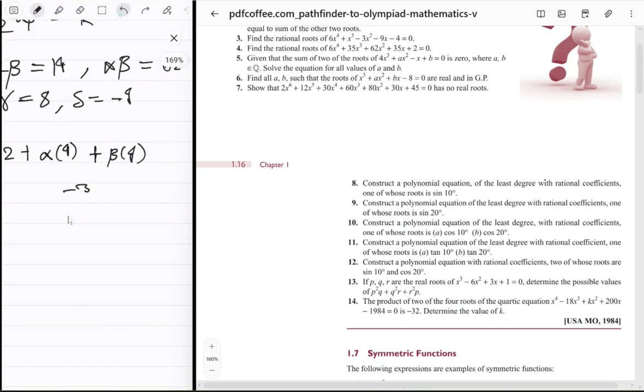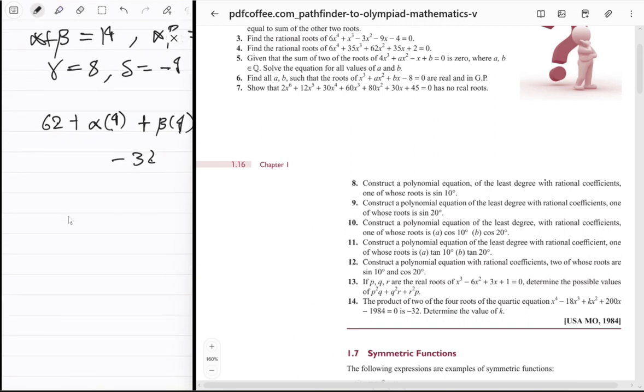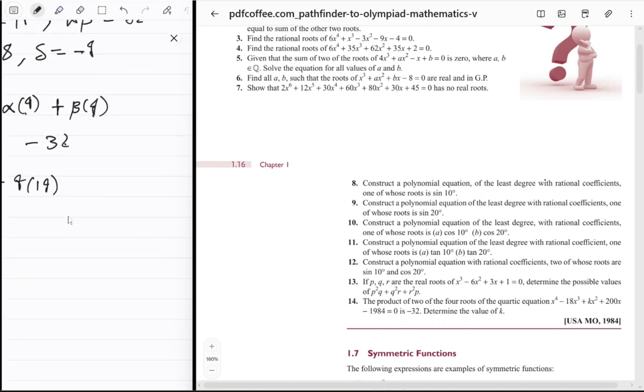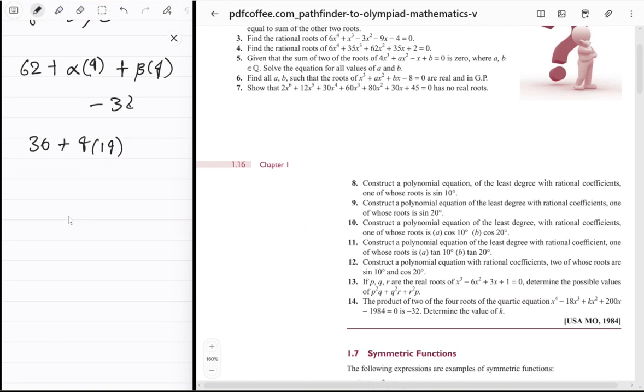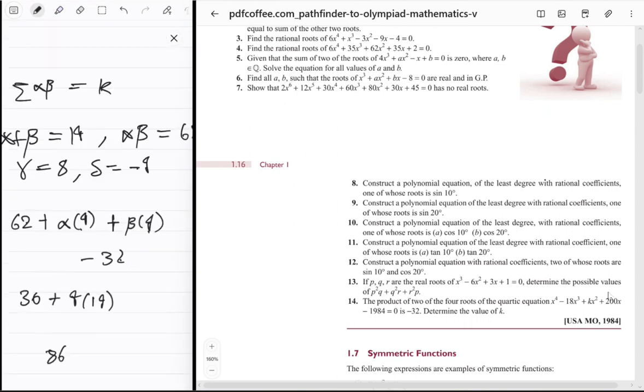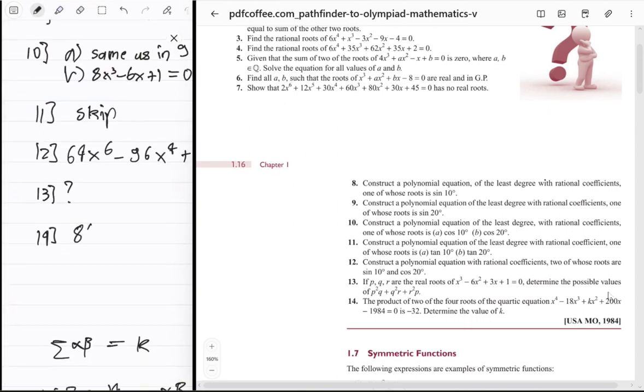So you had 1, 2, 3, 4, 5, 6 terms. 4C2 makes sense. It's going to be 62 minus 32, which is 30, plus 4 times alpha plus beta, which is 14. So 56 plus 30, which is 86. That's what this should be. That's what k is. Makes sense. So once again, 86.